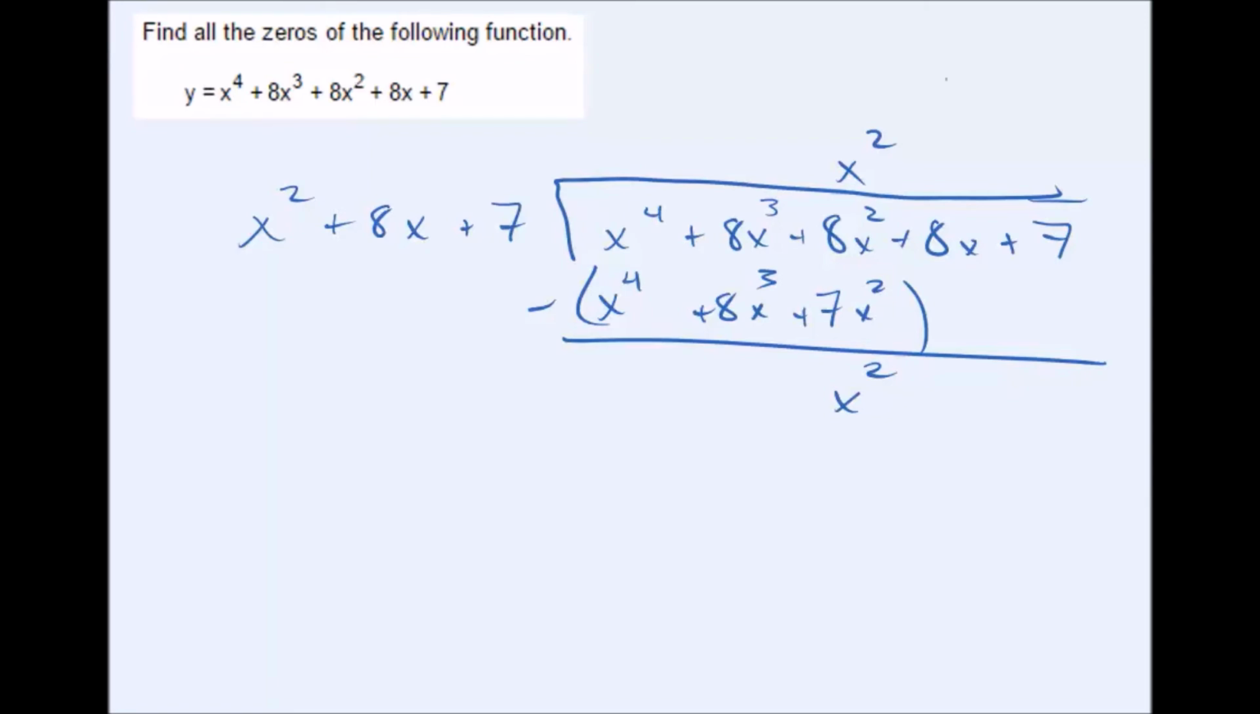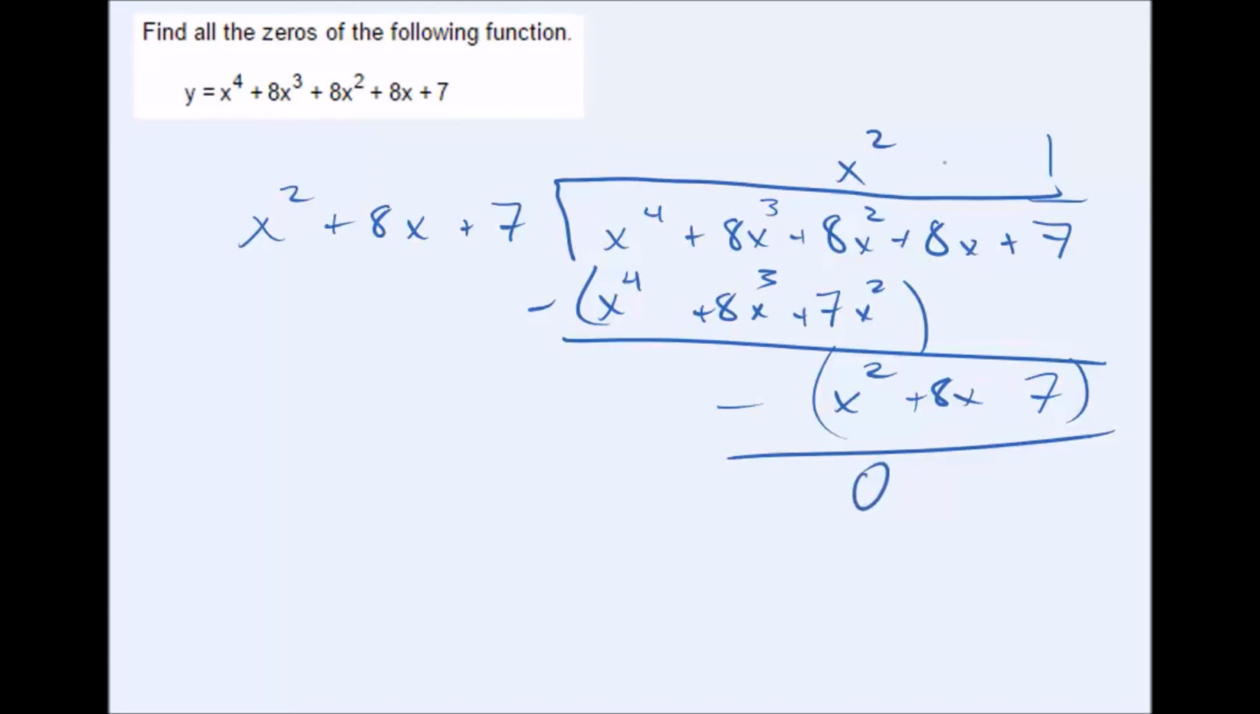X squared goes into x squared. Looks like that'll go in there just one time. So we get to skip something here and go all the way to 1. So 1 times x squared is x squared. 1 times 8x is 8x. And then 1 times 7, 7. So we'll go ahead and subtract that. And everything's going to cancel here. And we're just going to get 0.